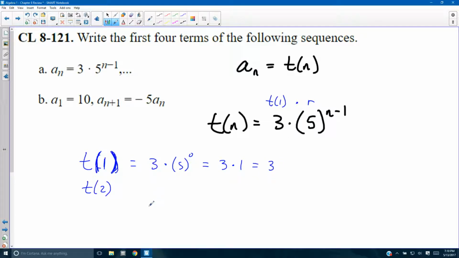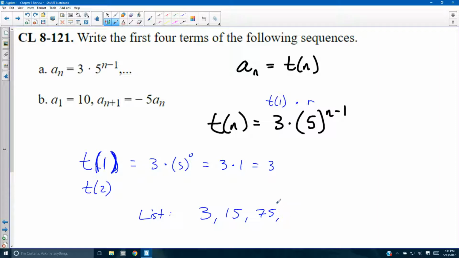Right? So to write this actual sequence, I start with the number 3. That's my first term. My second term is 5 times larger than that. 3 times 5 is 15. I multiplied by 5 once to find the second term. To find the third term, I multiply by 5 twice from here. 15 times 5 is 75.